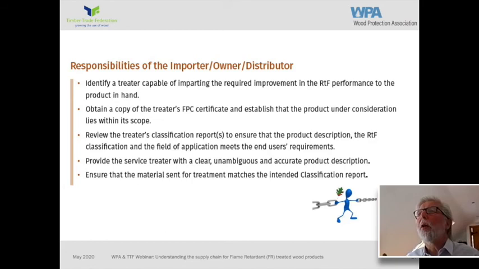Then the owner of the material must provide the service treater with a clear, unambiguous and accurate product description. This can be a minefield, particularly when it comes to plywood. I'll say a little bit more about that in a moment, and ensure that the material that's sent in for treatment actually matches the description on the classification report.